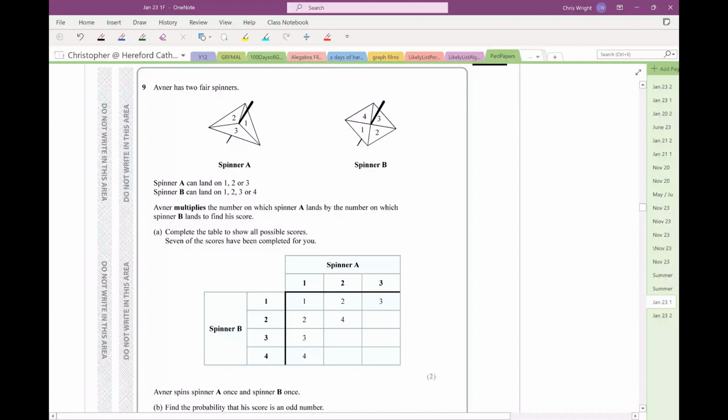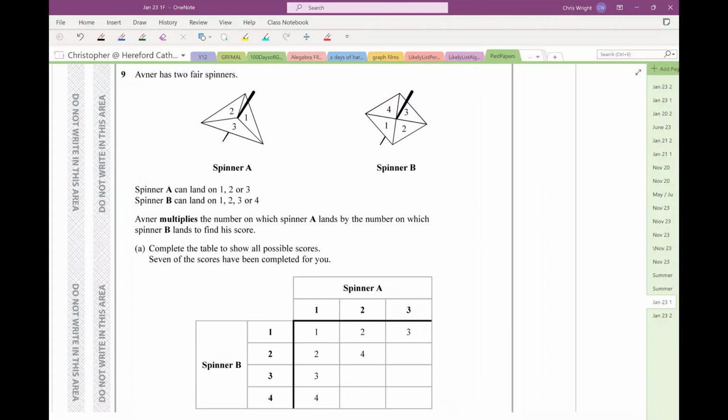Question 9. We've got 2 fair spinners. I see spinner A has got a 1, 2, and 3 on it, look. And spinner B has got 1, 2, 3, 4. Spinner A can land on 1, 2, and 3. Yes, spinner B can land on 1, 2, 3, or 4. Right, we're going to multiply the number on which spinner A lands by the number on which spinner B lands.